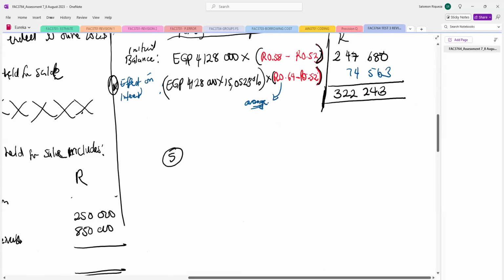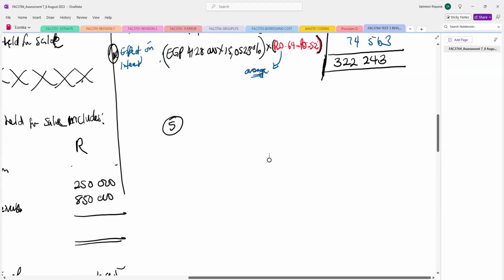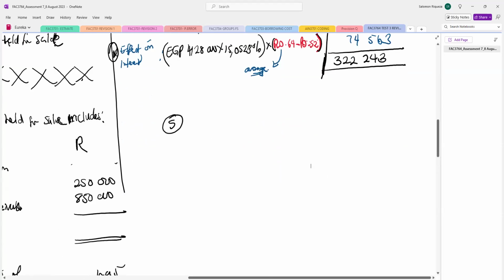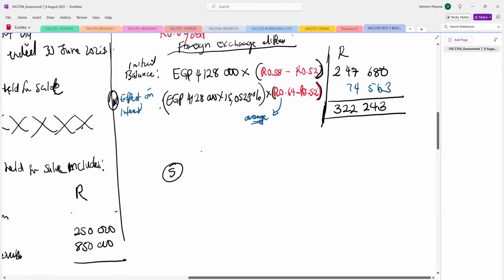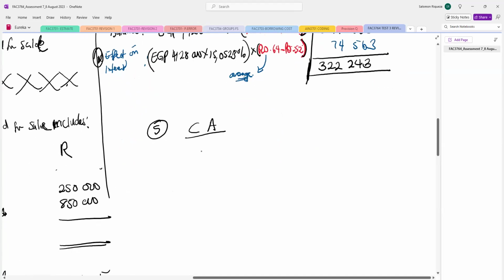So to get there, we have to start first by calculating the carrying amount. So we need to know what is our carrying amount. I think I pressed another wrong button. Okay, but it's looking good so far. So I want to calculate my carrying amount of the group, my disposal group, or my cash generating unit.